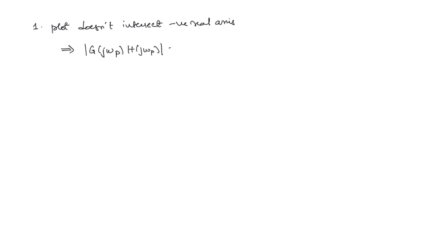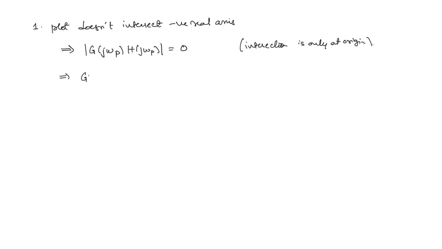The first case is when the plot does not intersect the negative real axis. So it is not intersecting at any point on the negative real axis. So this means the only intersection point will be at the origin. So |G(jωp)|, that is the magnitude at phase crossover, is going to be simply 0, because intersection is only at origin.